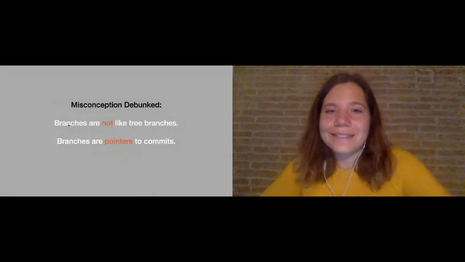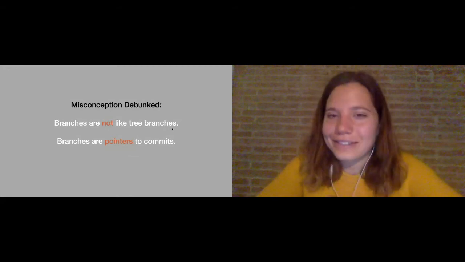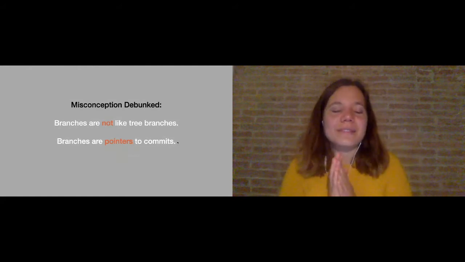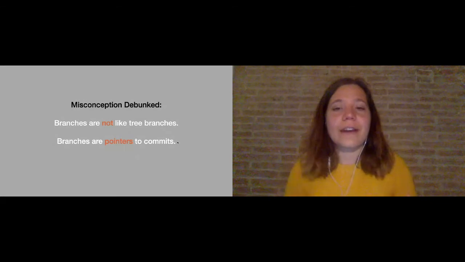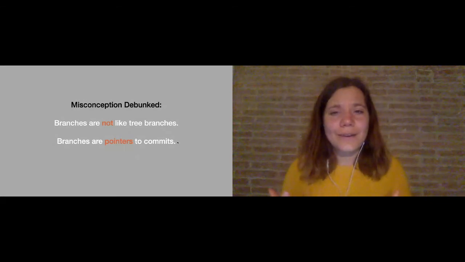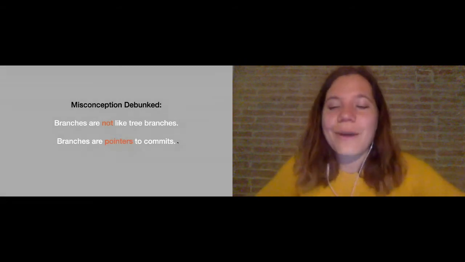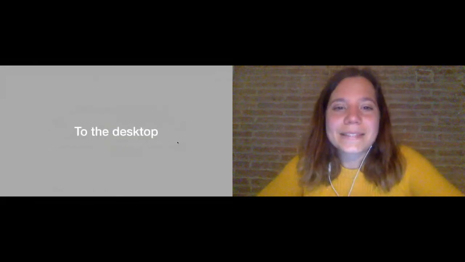The big misconception to debunk here is that branches are not like true branches. They are simply pointers to commits. And this is a really common misconception also because of what a lot of other diagrams show, even in GitHub, the way that branches are represented. So this is one of the most common Git misconceptions, basically. So let's explore branches a bit further.